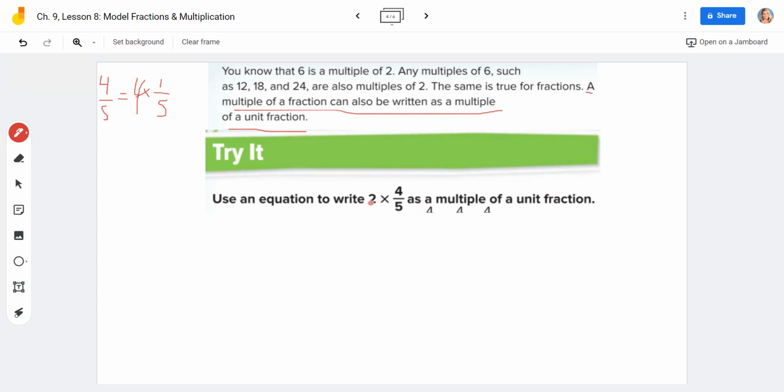Use an equation to write 2 times 4/5 as a multiple of a unit fraction. Now, think about earlier when I just had, wish I could make that bigger, but I can't. Whenever I just had 4/5, I had 4 times 1/5, right? But now I don't have just 4/5. Let me draw this model from earlier.